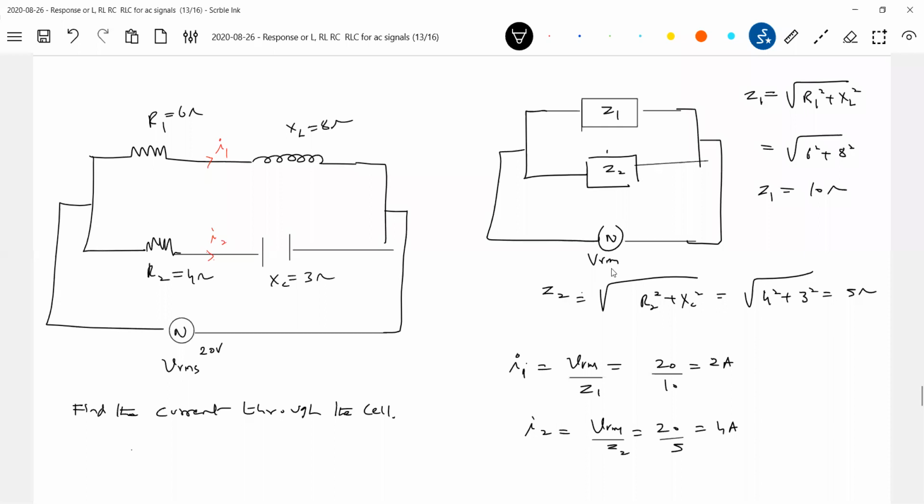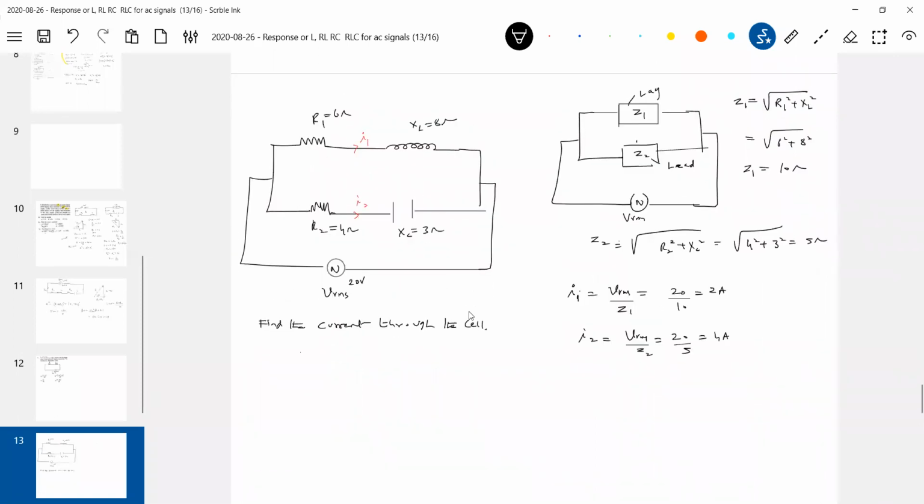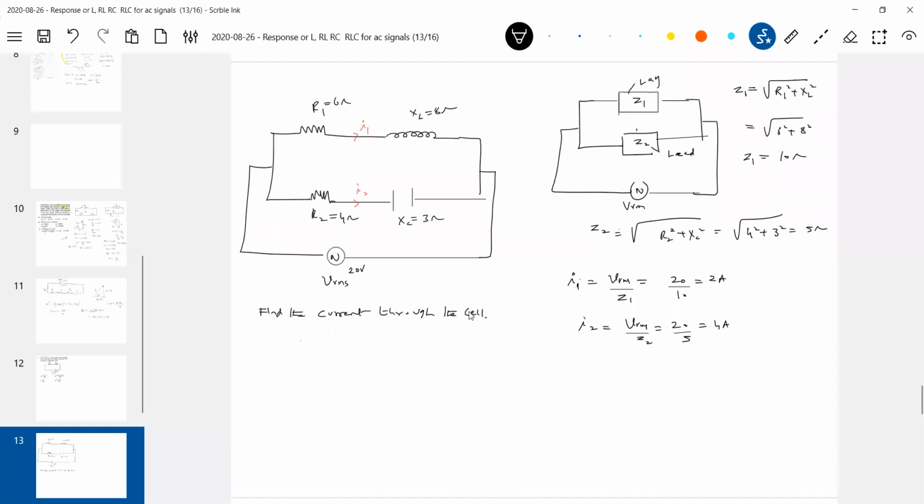So shall I write I1 plus I2? Tell me, what is this Z1? Is it a lead or lag? It's a lag, no? And what about this, lead? So here, what about I1, I2? Will they have any phase? Let me take VRMS as reference. So directly go for a phasor diagram. Don't waste much time. Treat them like vectors, I1, I2 vectors. Let me take the phase angle of VRMS as 0 phase.